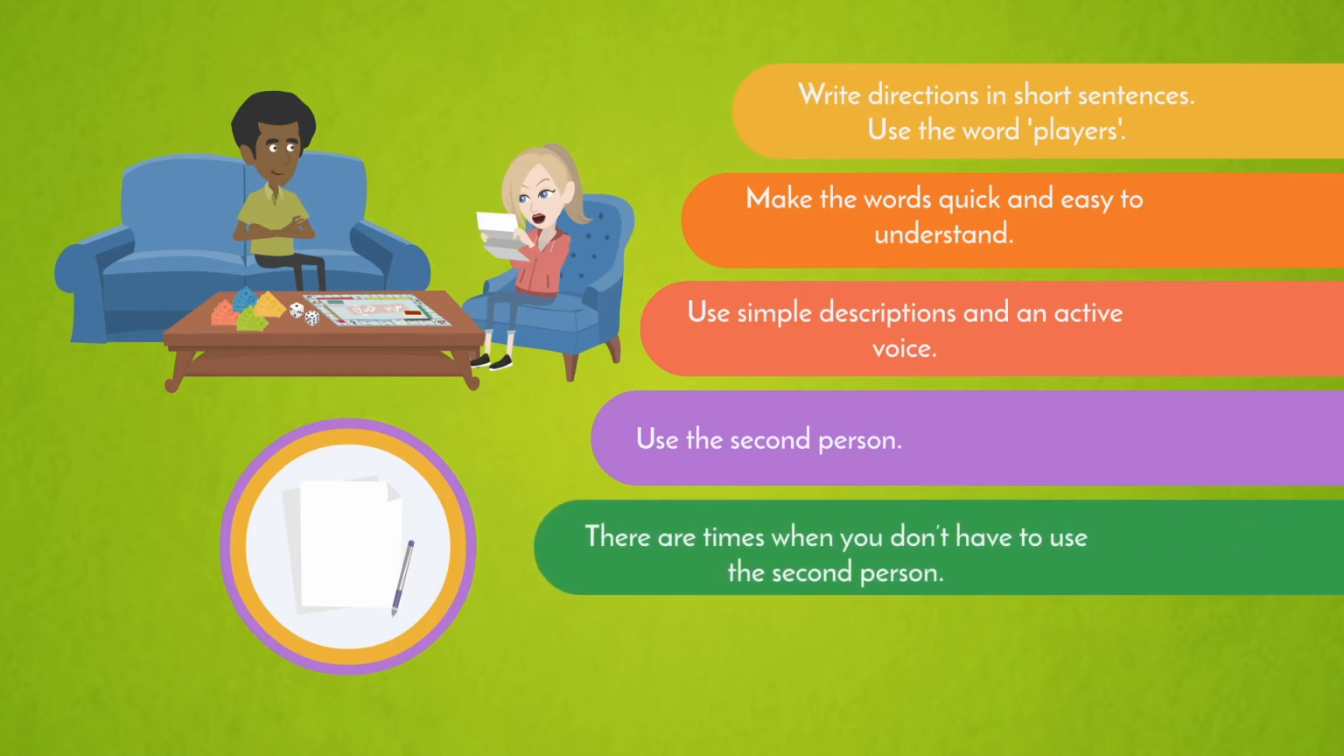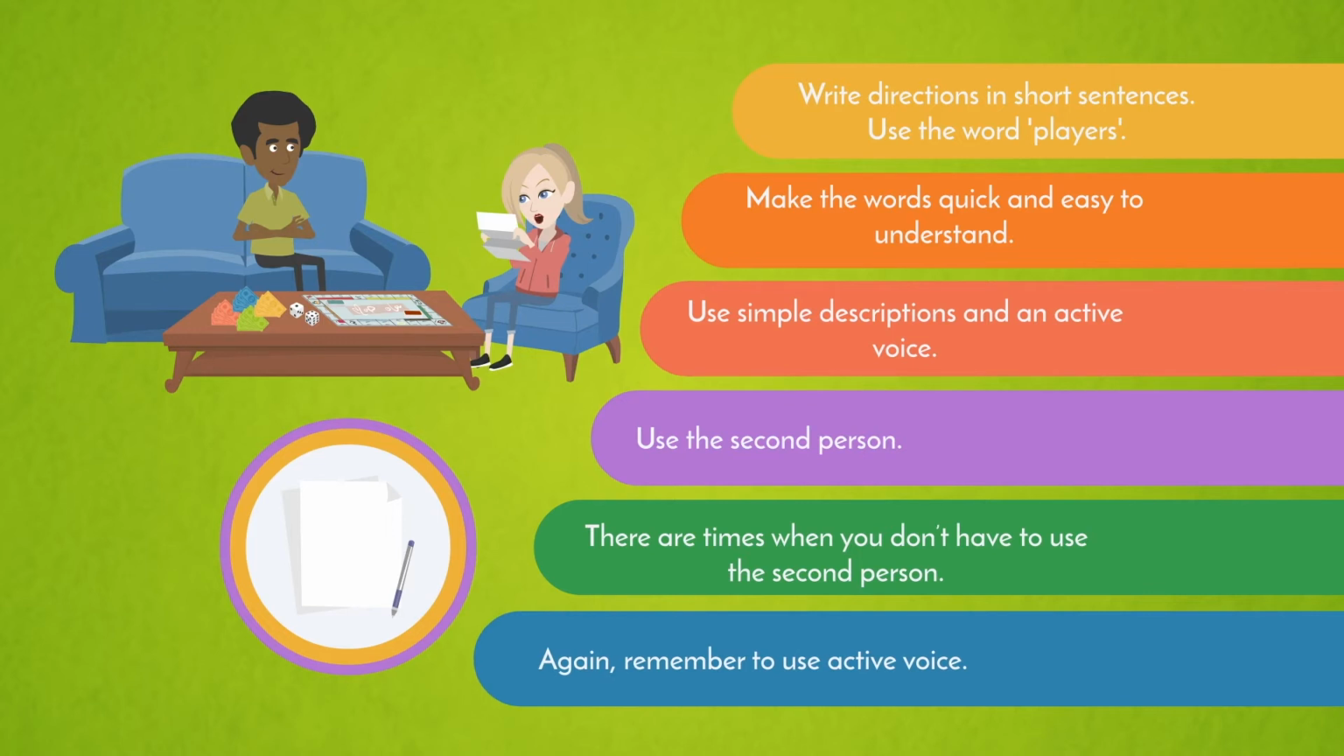There are times when you don't have to use the second person. When describing what certain objects or tokens may do for a player, you can use the player if it makes more sense. To avoid situations where using the second person sounds awkward, remember to try and use active voice. Instead of the cards are shuffled, say you shuffle the cards. This active voice also gives the players strong direction of what to do.